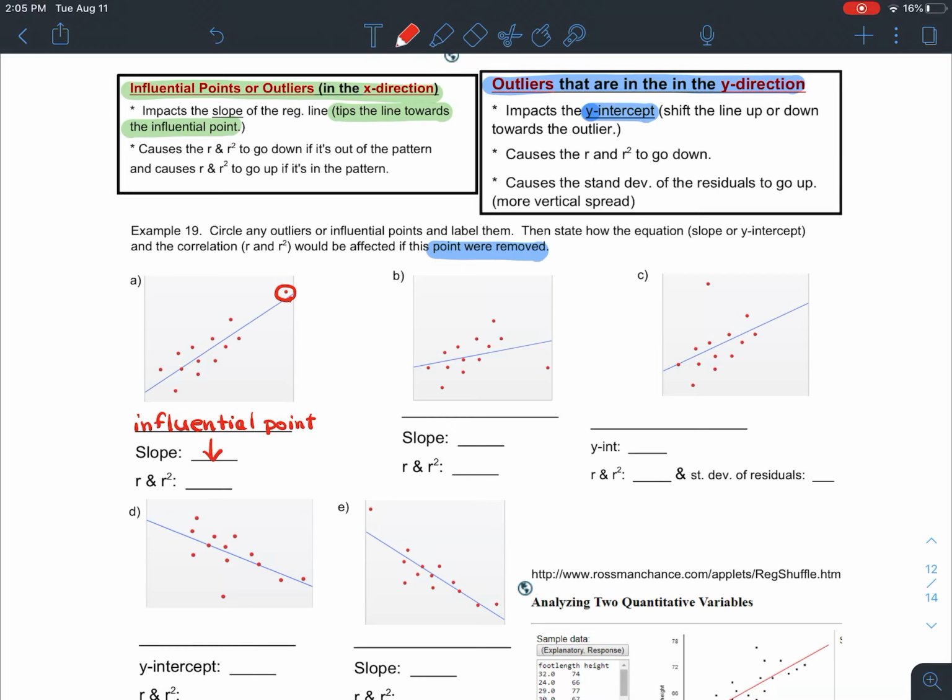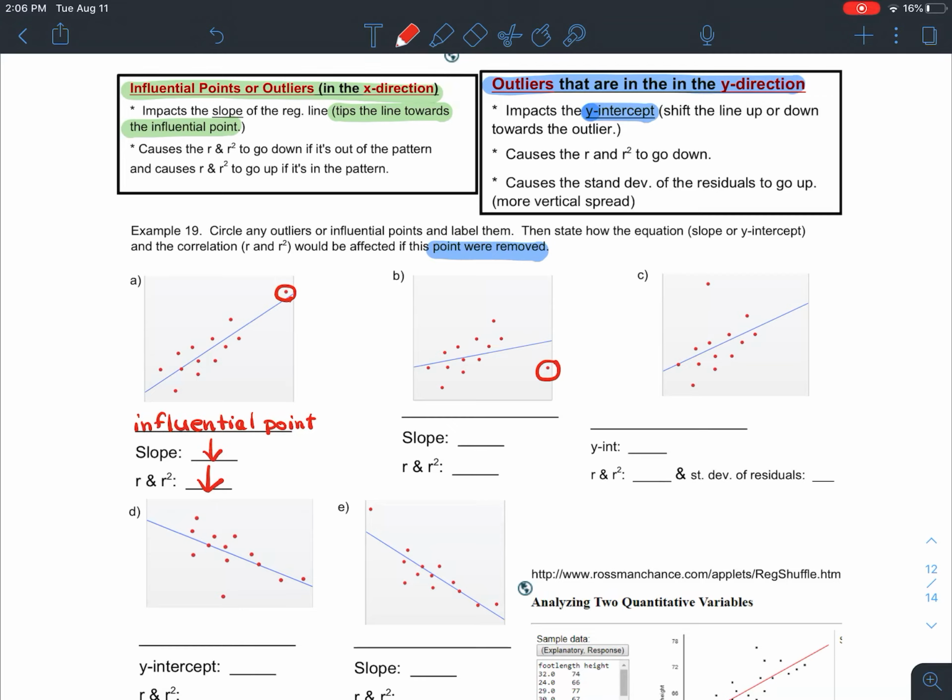Think of it as tilted and kind of swinging back and forth there. It's like a magnet, hugging that outlier, or that influential point rather. Okay, now how are r and r-squared being impacted? Well, it depends. If that point is in the pattern of the other points, then removing that point would cause your correlation and your coefficient of determination to go down. So that point is actually strengthening it. If it were removed, it would weaken the correlation.